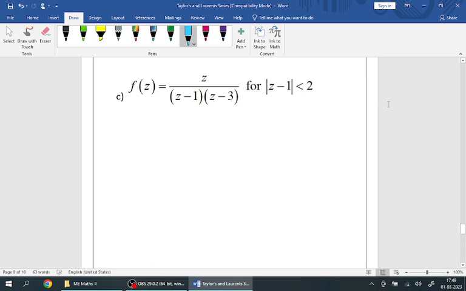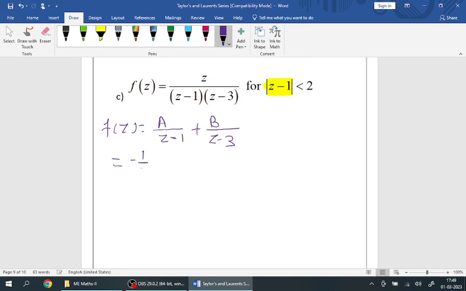Come to the question number 6c. Here we get a series in the power of z minus 1 now, everything in the power of z minus 1. So the first step, we start with f(z) as a upon z minus 1 plus b upon z minus 3. Get the value of a now by putting z equal to 1. If you put z equal to 1, so 1 upon 1 minus 3, that is minus 1 by 2. Minus 1 by 2 is the value of a. To get b, put z equal to 3 now, 3 upon 3 minus 1, that is 3 by 2.